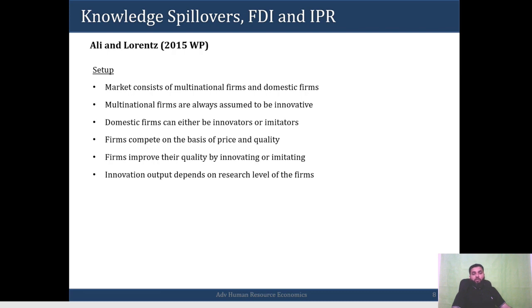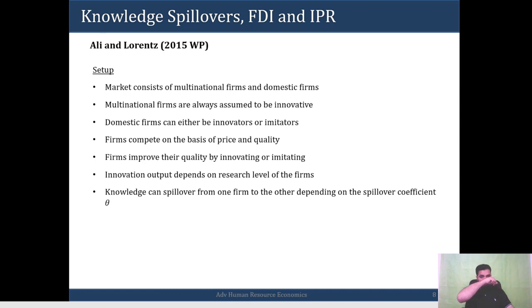Innovation output depends on the research level of the firms. The higher the research level, the higher the chances of innovation, because research level means a knowledge stock. Knowledge can spill over from one firm to the other.